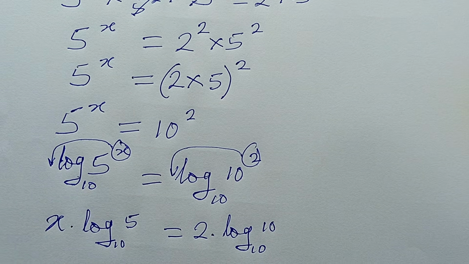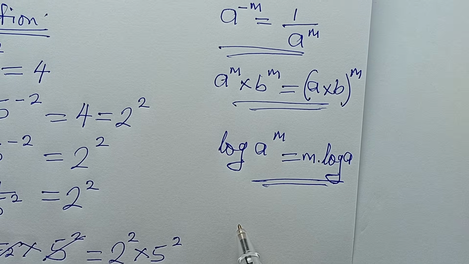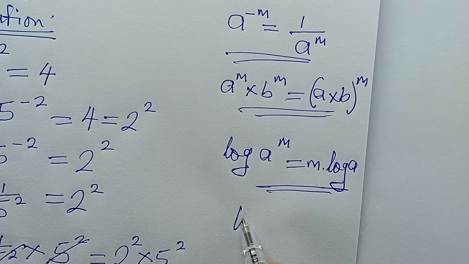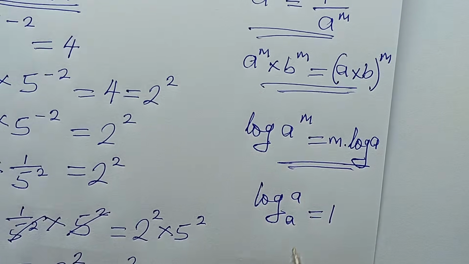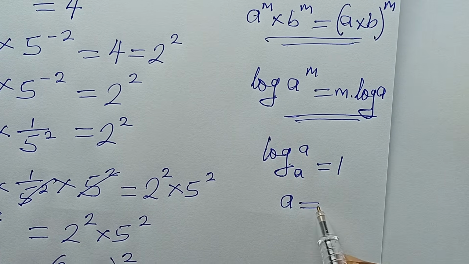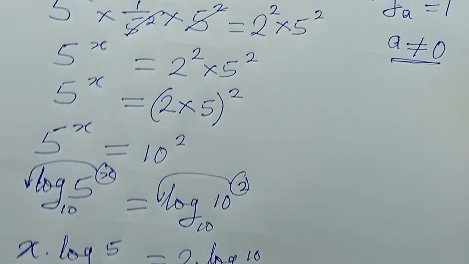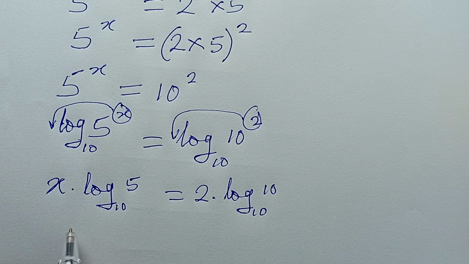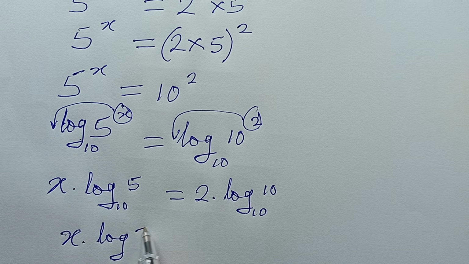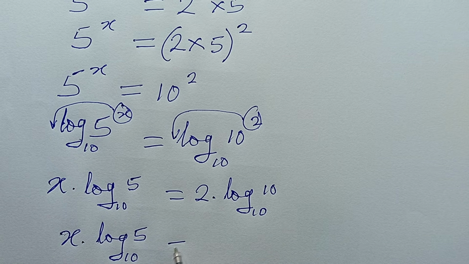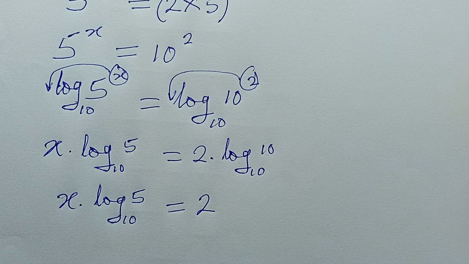All right, so with this, we apply the same base law here. We see that when you have log a base a is equal to 1, provided a is not equal to 0. So if a is not equal to 0, then that law holds. And so we're going to have x times log 5 base 10 is equal to 2 times 1, which is equal to 2.